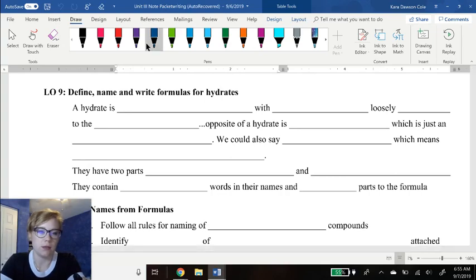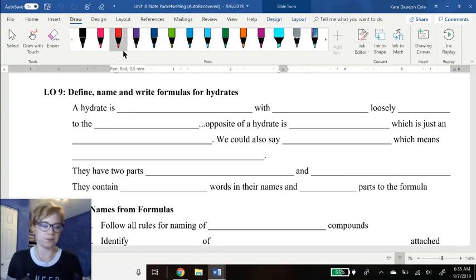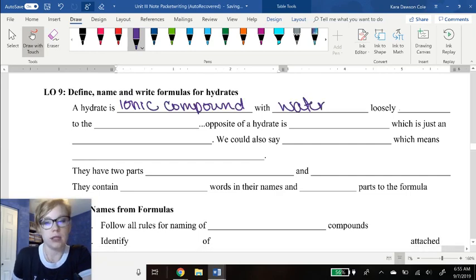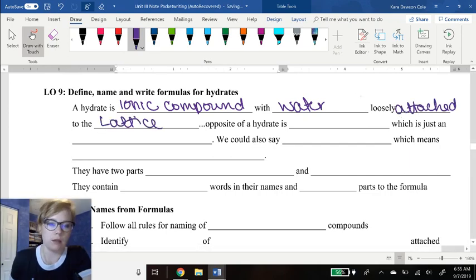Learning objective 9, which is to define, name, and write formulas for hydrates. So a hydrate is an ionic compound with water loosely attached to the lattice. Essentially what we can do with a hydrate is we can take the water off. So if we heat it up, the water just goes away.